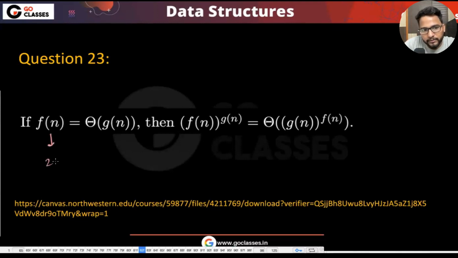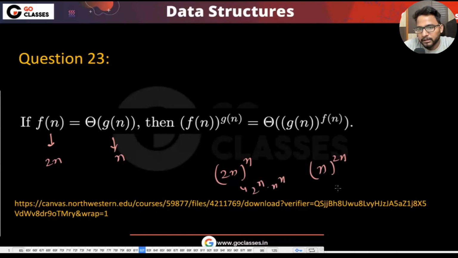Okay, 2n and n. Let me just check. 2n and n. This will be 2n power n. This will be n power 2n. Yeah, I think that should work. Both are not equal, right? Because this is 2 power n into n power n, right? This is n power n square, or maybe n power n into n power n.